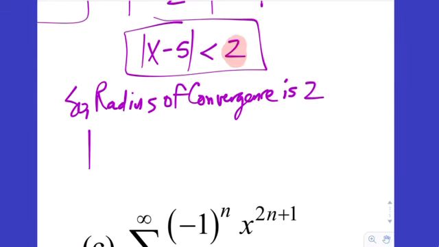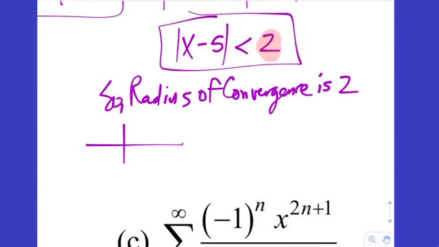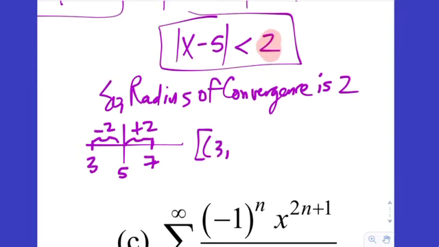Here's what we know. Draw a little number line. I like to draw the number line. I know the center is 5, yes? That means we're able to go plus 2 to the right and minus 2 to the left, which puts us at where? 5 minus 2 is 3, and 5 plus 2 is 7. So I know that the interval of convergence is going to be from 3 to 7, but I don't know if I can include the endpoints or not.